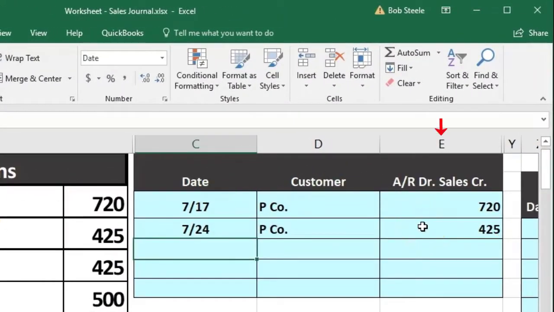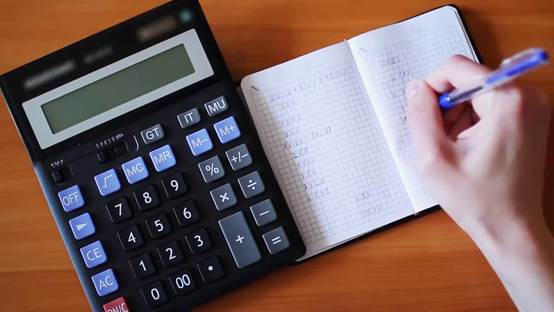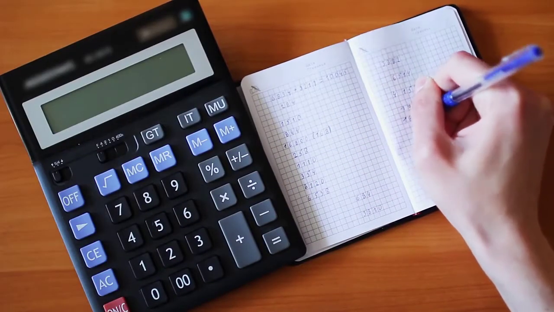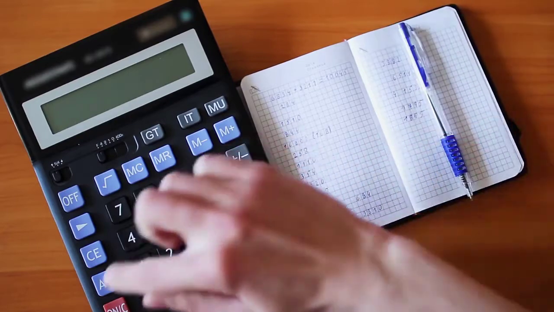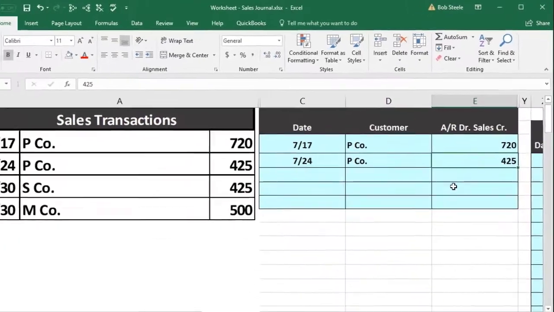We don't have to record the debits and credits. This row here shows that it is both a debit and a credit. So we're then going to post that not to the general ledger right now, but to the subsidiary ledger again for P company, then post it to the general ledger, all activity for one journal entry for the entire month.